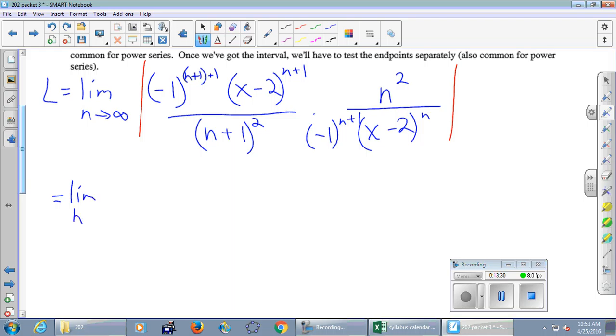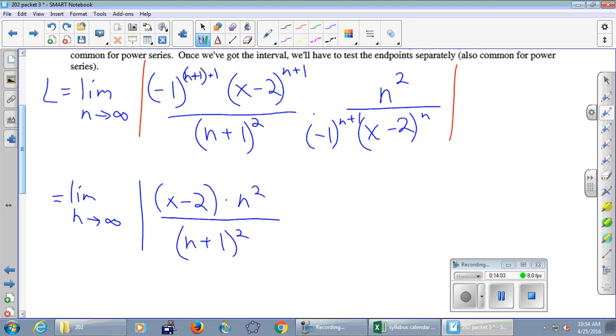So next thing to do is look at these x's. So I got x minus 2 to the n plus 1, x minus 2 to the n. What's left over when we cancel? X minus 2 where? On the top. So in absolute value, upstairs, I've got an x minus 2. And then also upstairs, I've still got an n squared, and downstairs, I've got an n plus 1 squared.